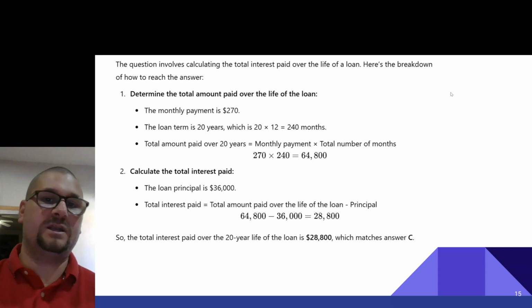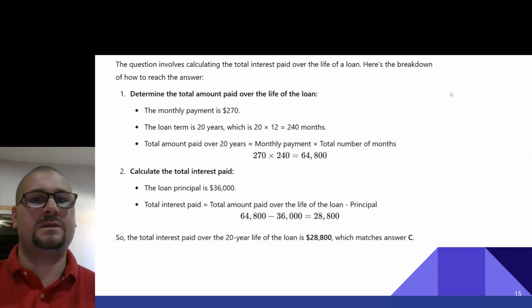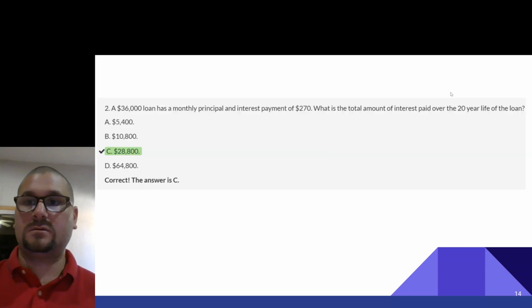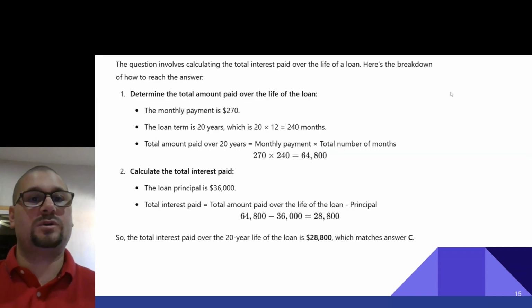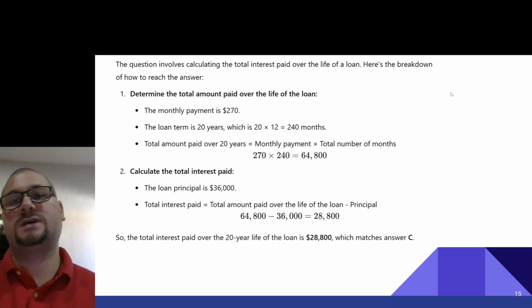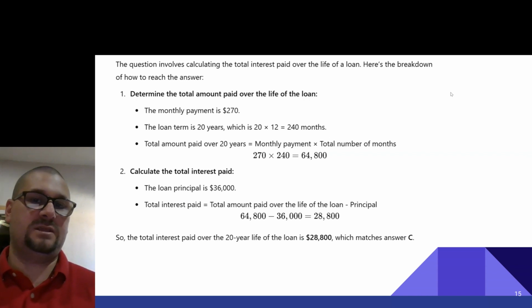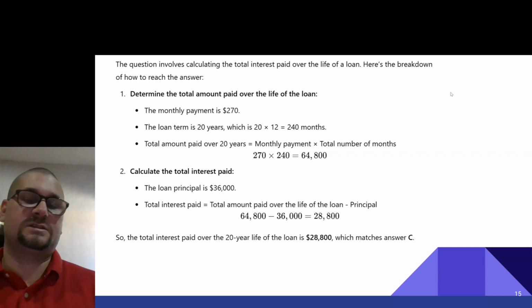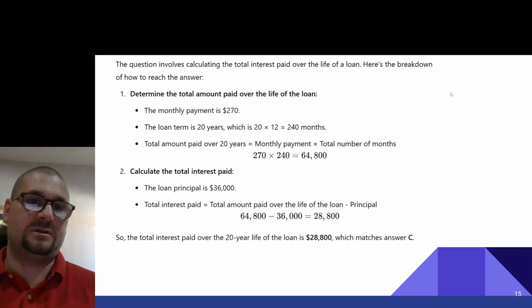Actually, it's multiplied by 12, right? So 20 years gives you 240 months. The total amount paid over 20 years is going to be the monthly payment times the total number of months. So 270 times 240 is going to be 64,800.